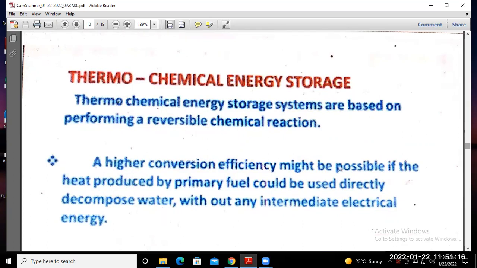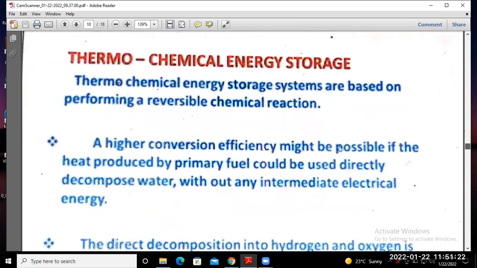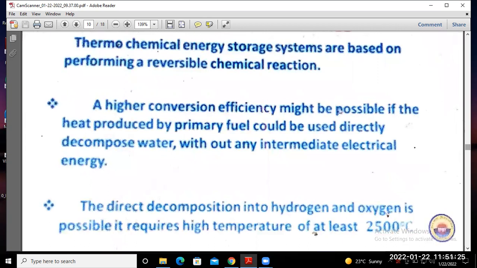Next, we try to see here that the thermal energy storage system is based on performing a reversible chemical reaction. Higher efficiency might be possible if the heat produced by primary fuel could be used directly to decompose water without any intermediate electrical step. The direct decomposition into hydrogen and oxygen is possible. It requires a high temperature of at least 2500 degrees Celsius.